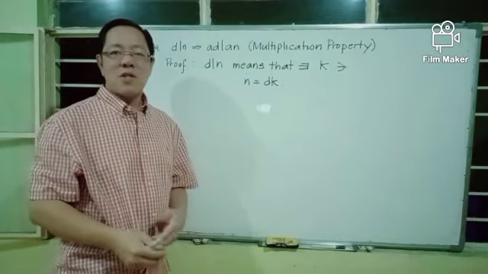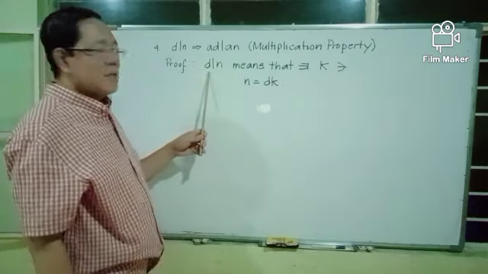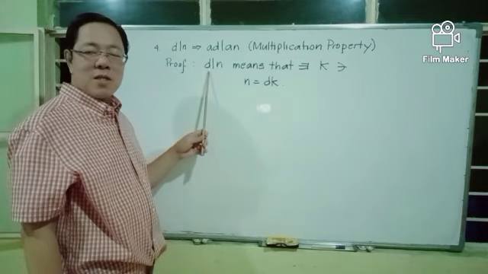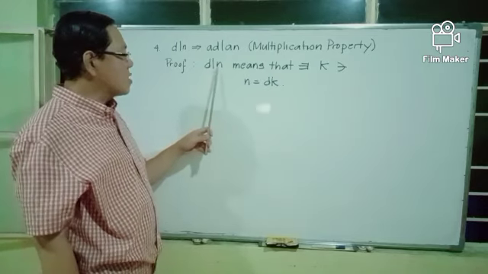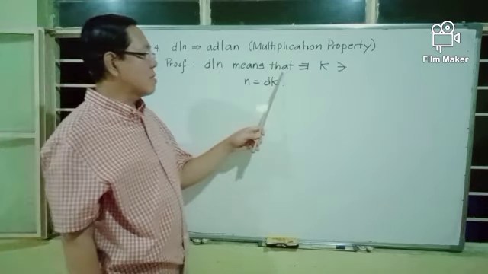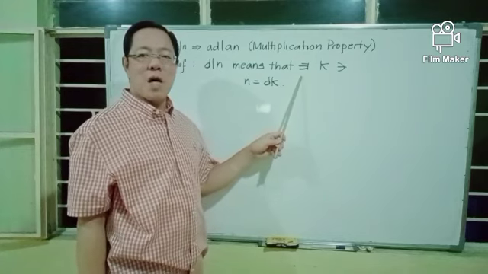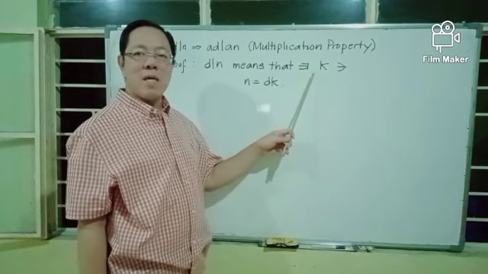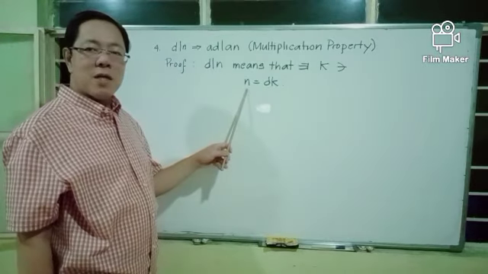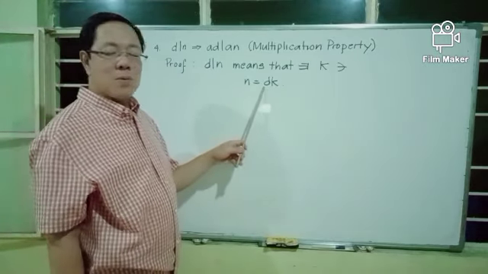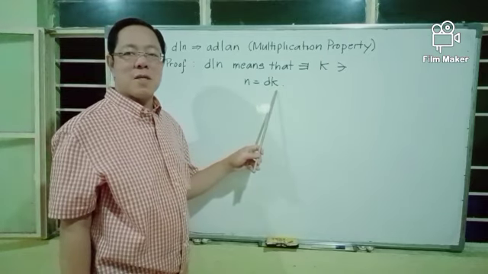This is by definition of divisibility. The integer d, also known as divisor or factor of n, divides n, means that there exists an integer which I denoted by k, such that the integer n is equal to d times the integer k.